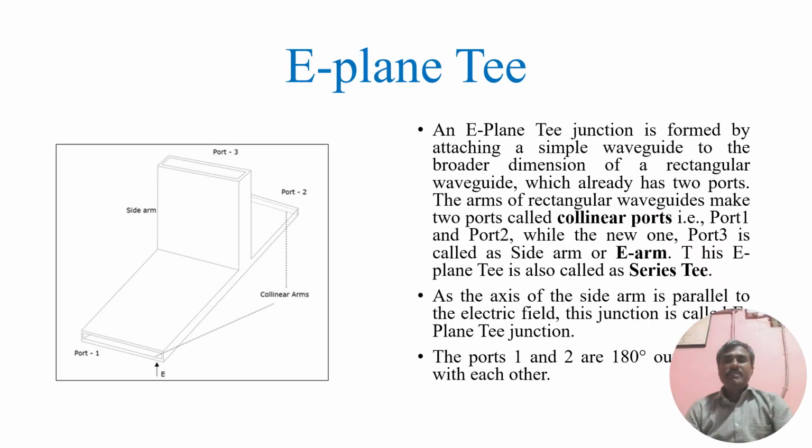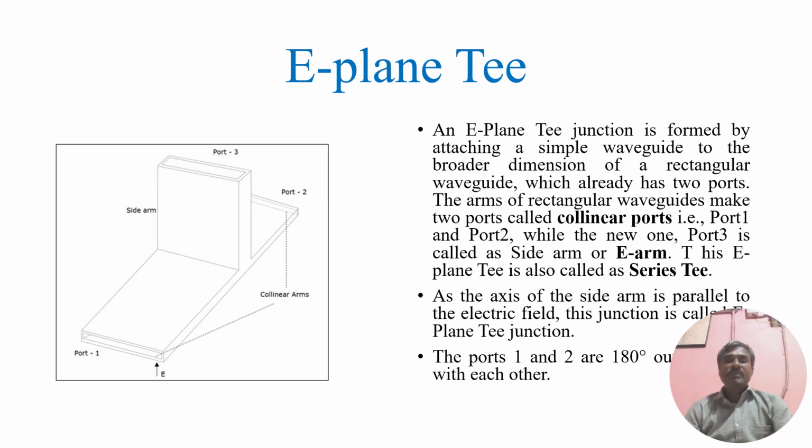An E-plane T-junction is formed by attaching a secondary waveguide along the broader dimension of the main waveguide. The main waveguide has two ports. These ports are called collinear ports. The secondary waveguide port is called the side arm or E arm. This E-plane T is also called a series T.